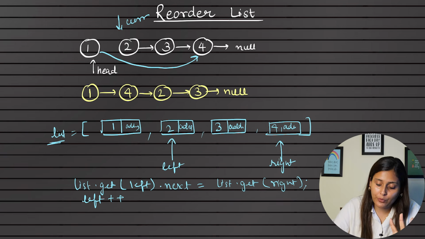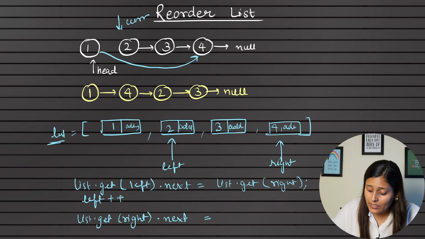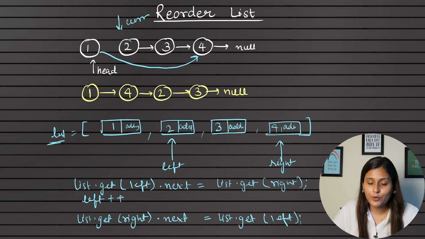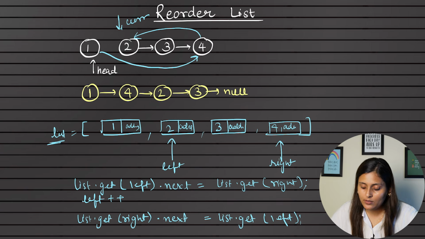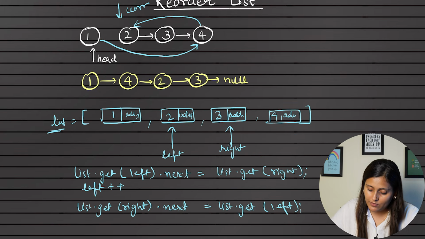Now after this what we have to do? We have to write list.get whatever is there at the right, meaning 4.next. Currently 4.next is null, but we have to connect it with 2, and where is 2? list.get at left index, very good. Now this node will say, hey, I am connected to 2 now, and null will get removed, done. Once done, again we have to do right--, okay, right--.